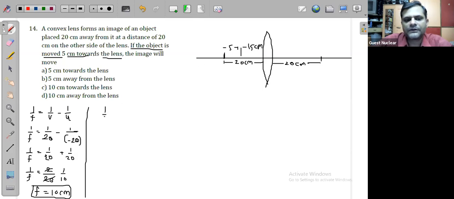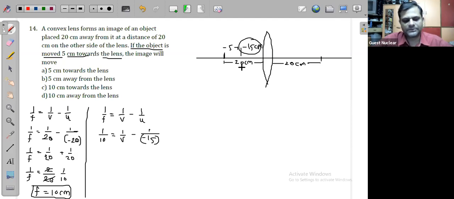So we can just use the convex lens equation once again and get that 1 upon f is equal to 1 upon v minus 1 upon u, which means 1 upon 10 is equal to 1 upon v, which is to be found out. And here it is 1 upon minus 15 actually, because object distance has been changed. The new object distance is minus 15 because the object is moved towards the lens by 5 centimeter, right? So here if we just solve this further, then we get 1 upon 10 is equal to 1 upon v plus 1 upon 15.